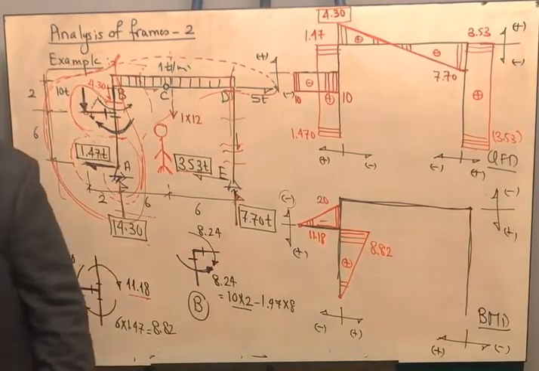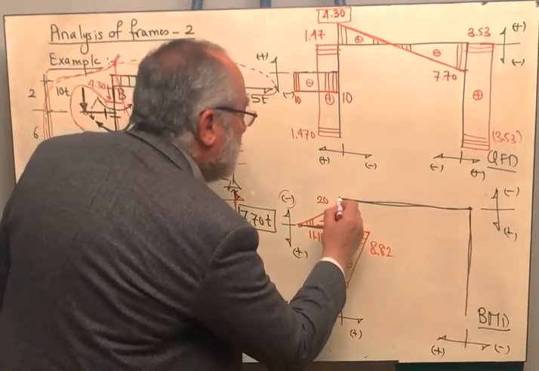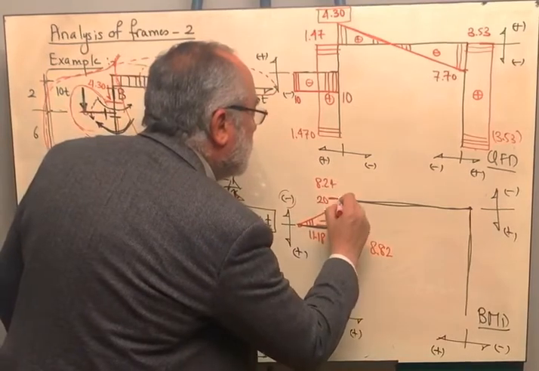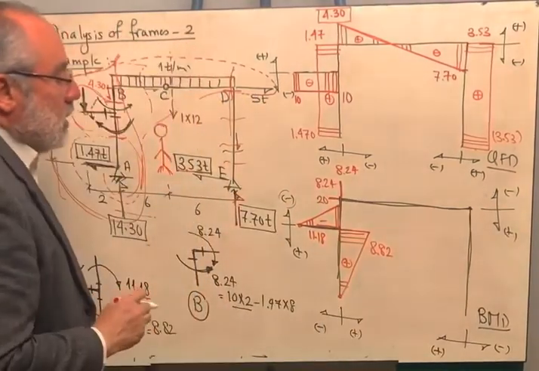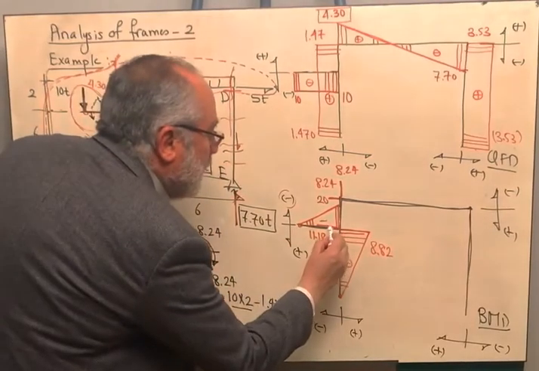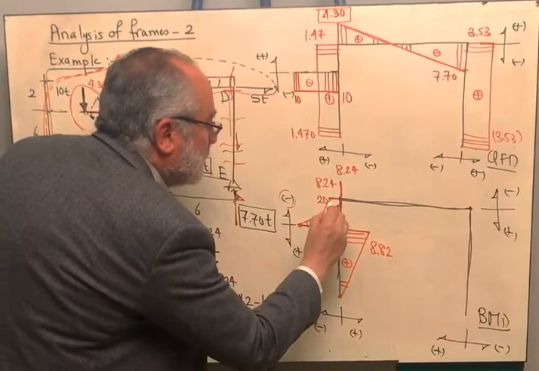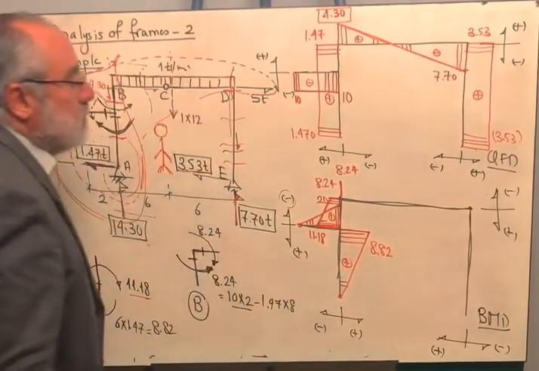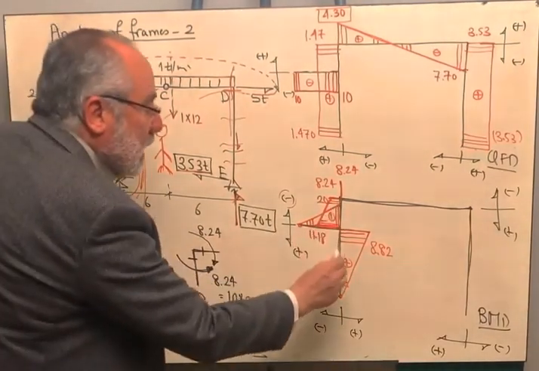If I come here, this will be value 8.24, and here this value is 8.24. Then, we have reached a value of 11.18. I will have to connect this like that, and this will be negative as well. So this will be the bending moment diagram on the column.